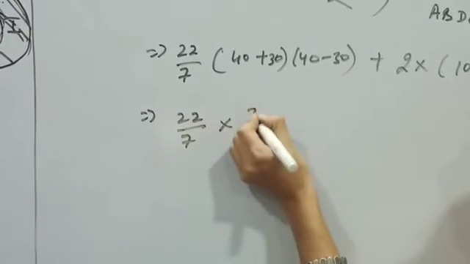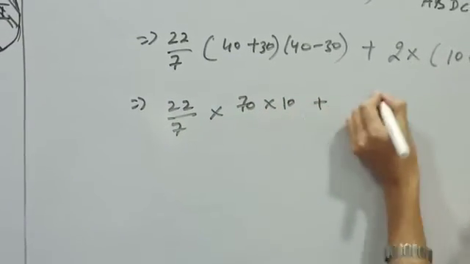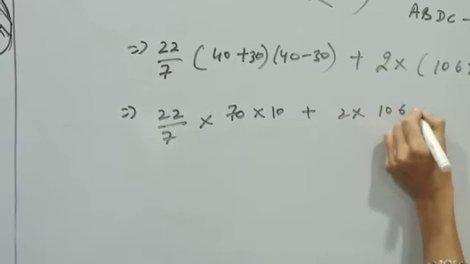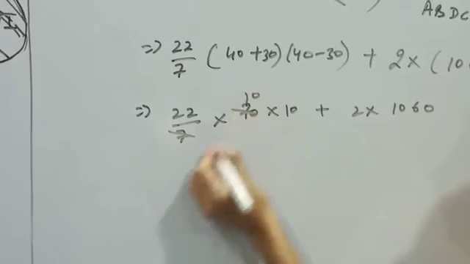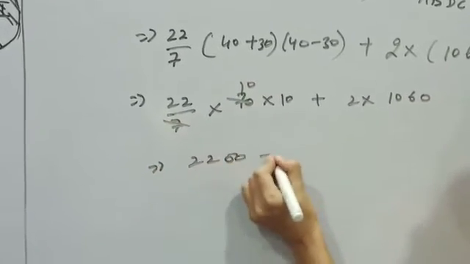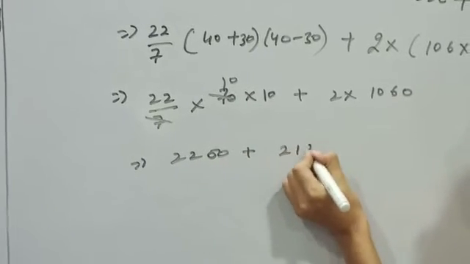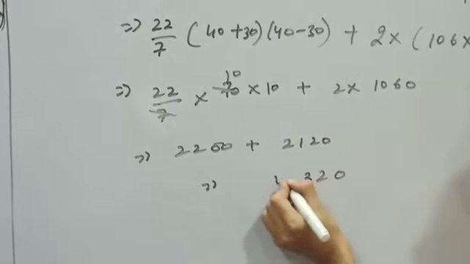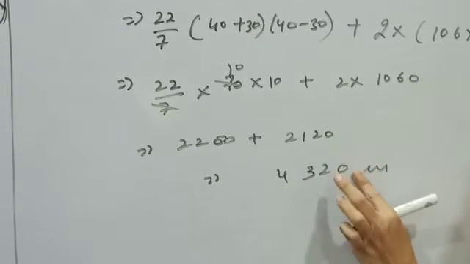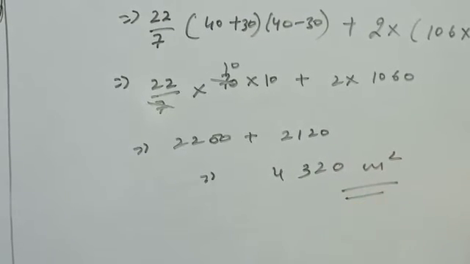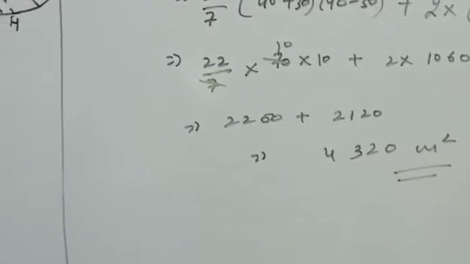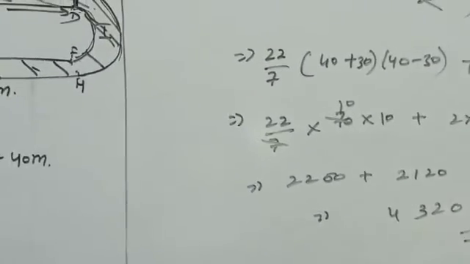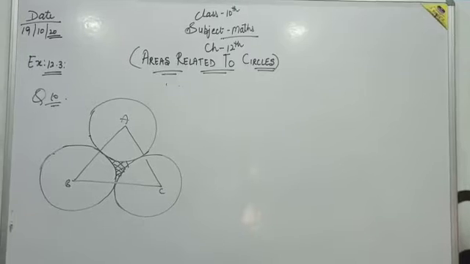So here will be 70 into 10 plus 2 into 160. So here will be 10. It makes 2200 plus it makes 212 and 0. So add these numbers and then we are getting the answer in meter square, which is the area of the track. Okay, understood everyone? Okay, now let us start one more question.